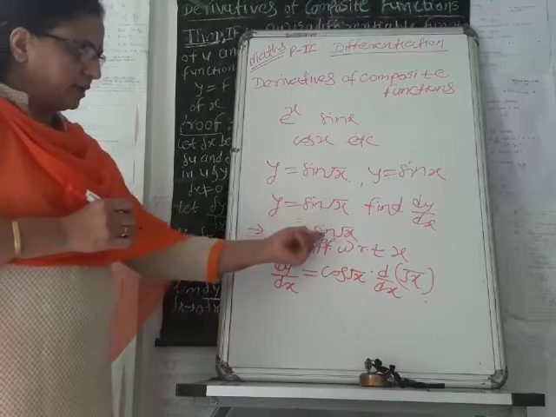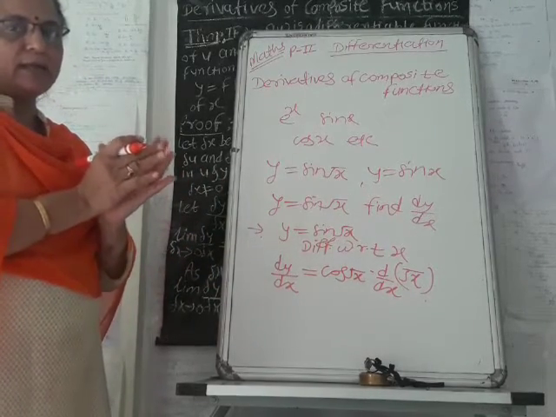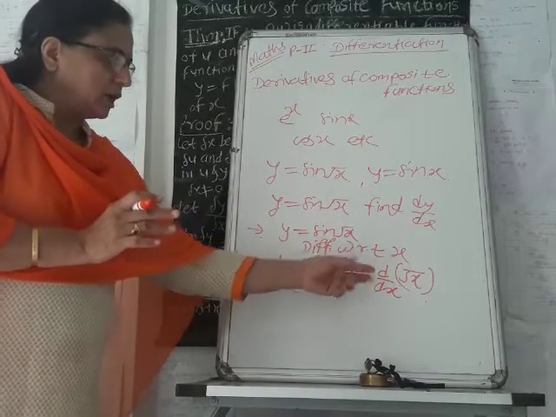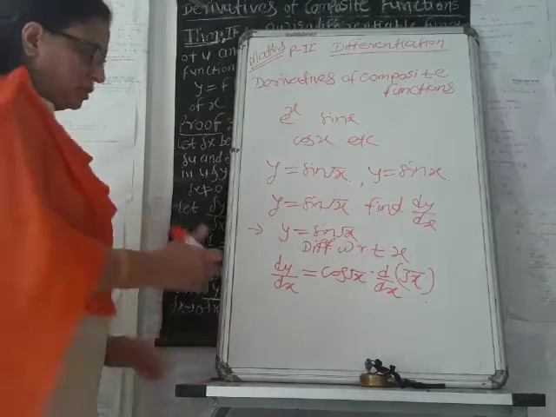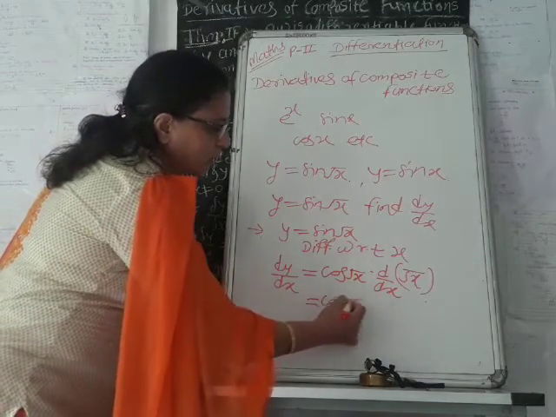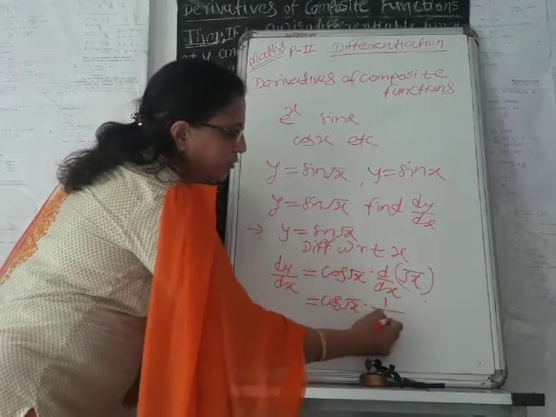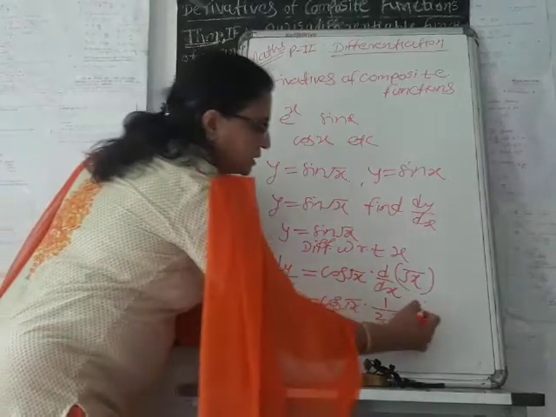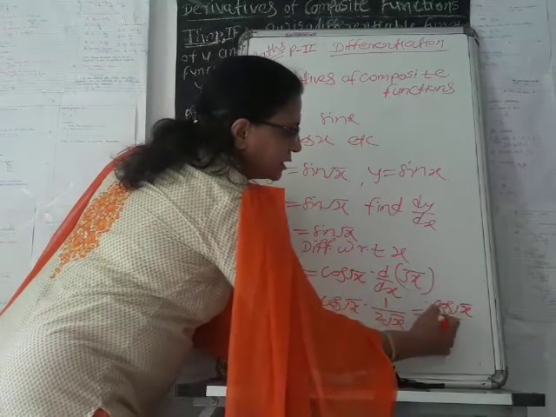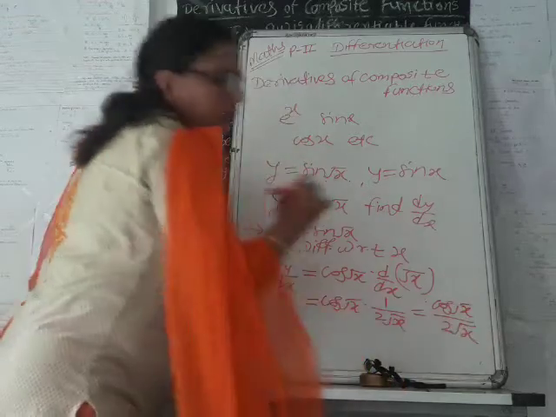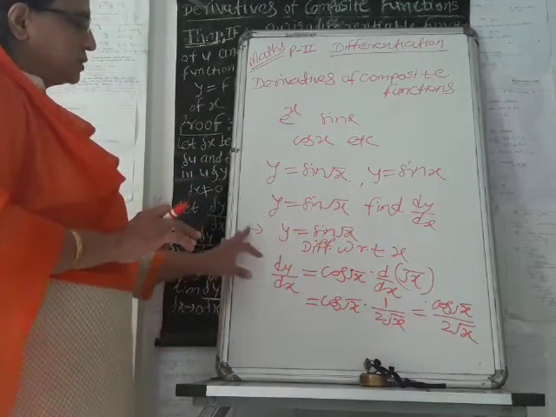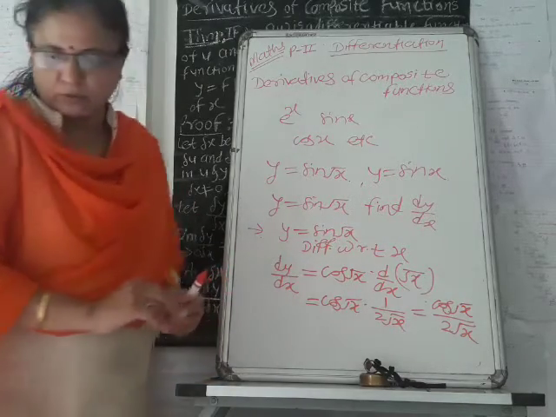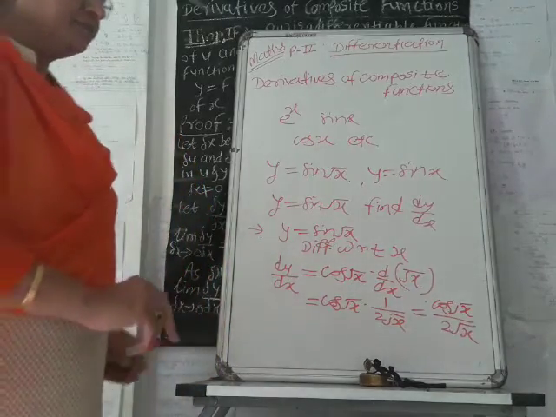That means here first find the derivative of sine, which is sine of a function. So first find the derivative of sine, cos of the function, and into d dx of that function. So it is equal to cos of under root x into the derivative of under root x, which is 1 upon 2 under root x. So what is the answer? Cos of under root x upon 2 into under root x. So this is dy by dx. This is the derivative of a composite function. Okay. Suppose next.